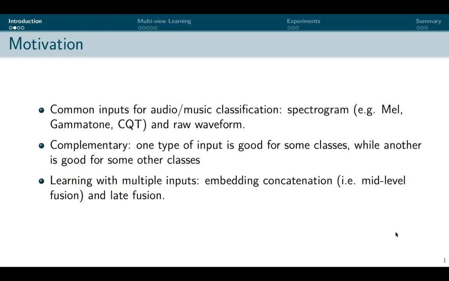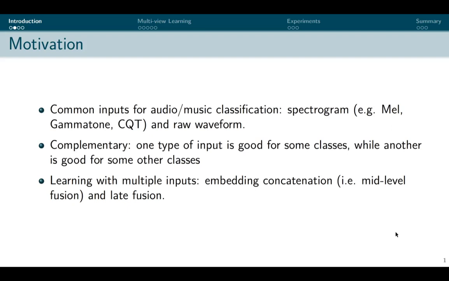So when we do audio and music classification with deep learning, we have some common types of inputs. If we are going to use a spectrogram, we may choose a Mel spectrogram, gammatone spectrogram, or constant-Q transform spectrogram. Or alternatively, we can use the raw waveform as input as well.